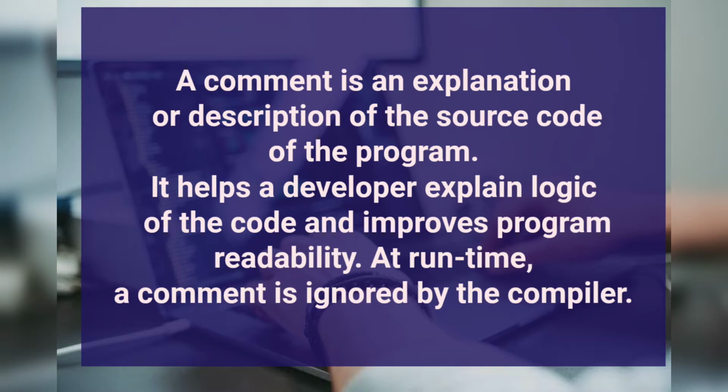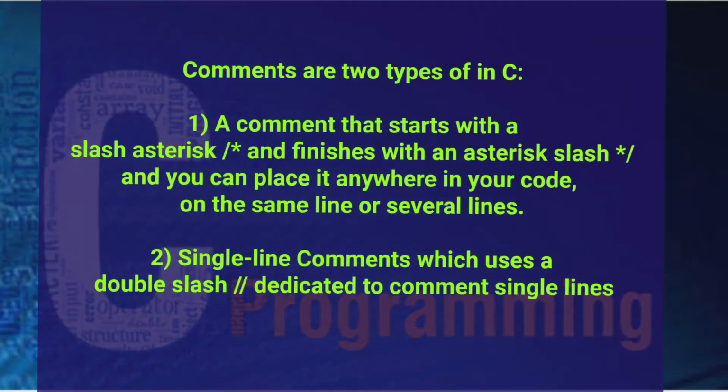So dear friends, comments are of two types in C language. Number one, a comment that starts with a slash asterisk and finishes with an asterisk slash, and you can place it anywhere in your code, on the same line or several lines. Number two, single line comments, which use a double slash dedicated to commenting single lines.